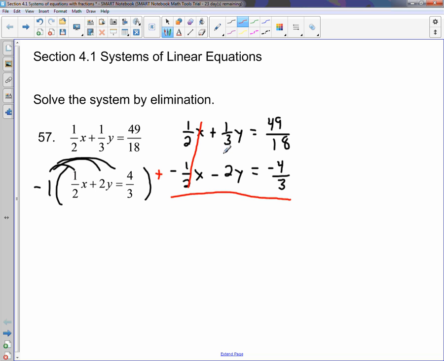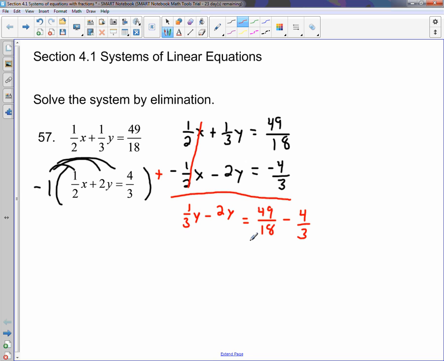Now when I go ahead and add these, I think we're getting a little confused on remembering how to find common denominators, stuff like that. So what I'm going to do is write it out here as 1/3 y minus 2y equals, add these two, 49/18 plus a negative, so that's really a -4/3.